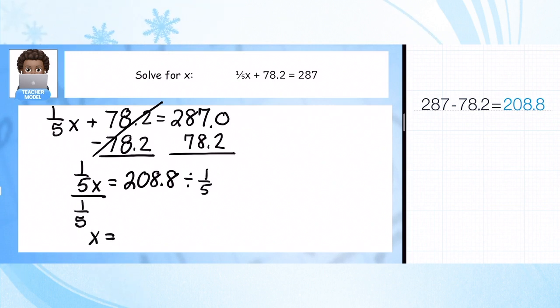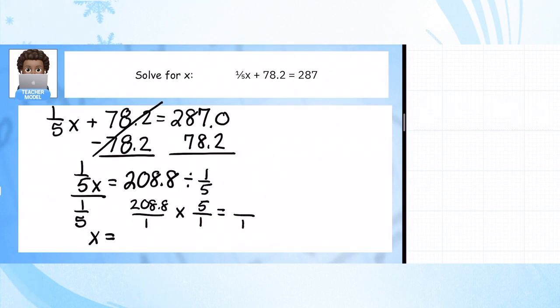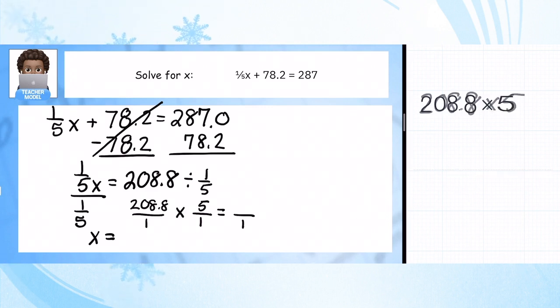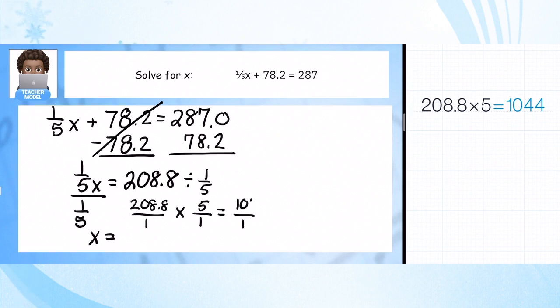It's going to look ugly at this point in time, and that's okay. We're going to put this 208 and 8/10 over 1. But keep this. We know we're going to change division to multiplication. We're going to flip from 1/5 to 5 over 1. Great thing is that this is all going to be over 1, so that's pretty easy. And now we just have to do 208 and 8/10 times 5. So 1044. Hey, we did it!